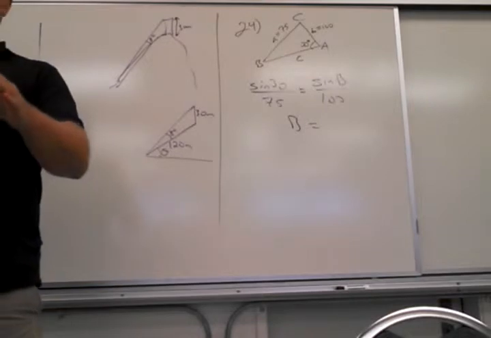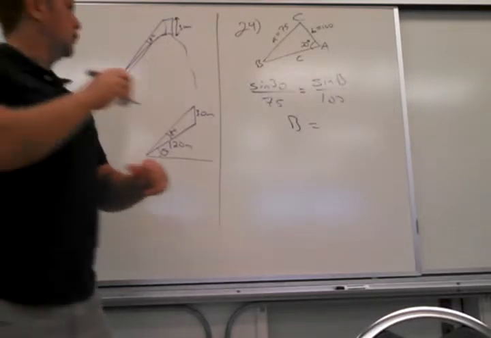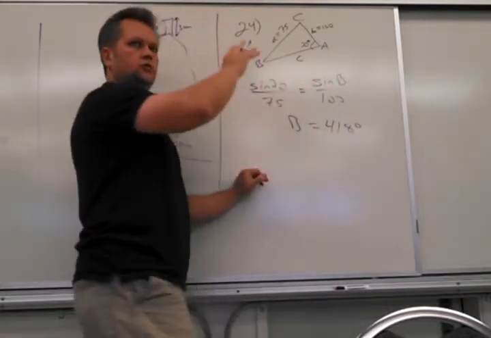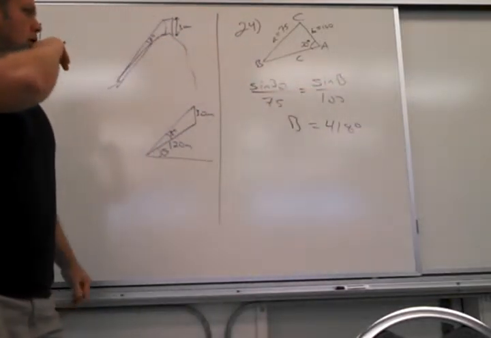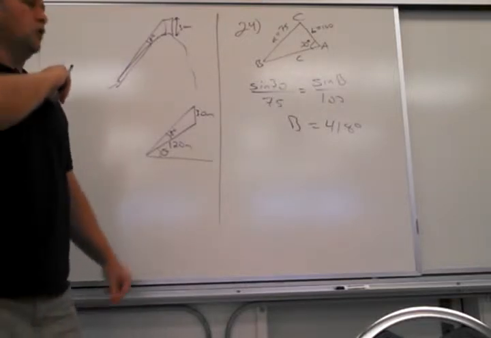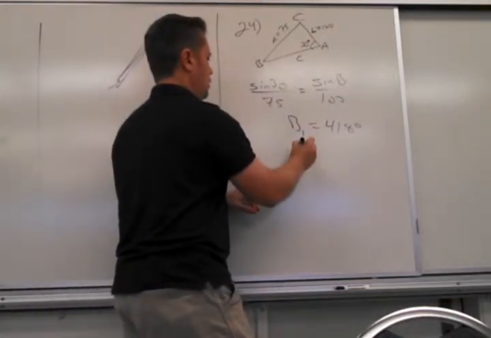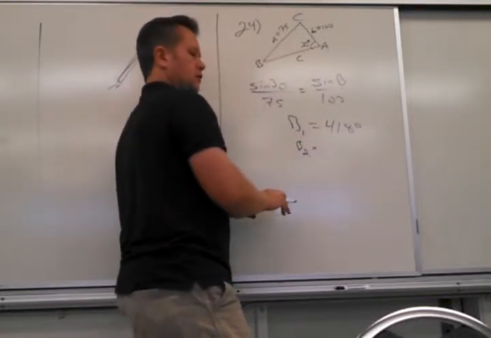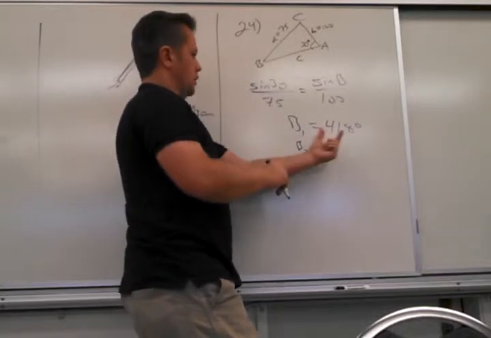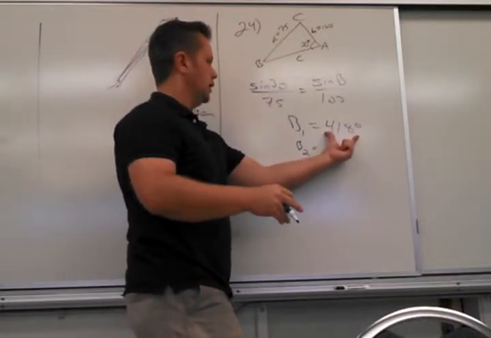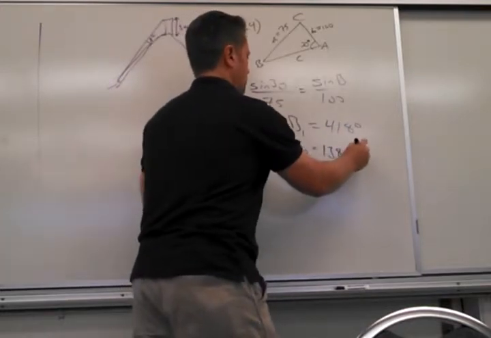41.8. I'm sorry, 41.8. Okay. So verify that's true. Do the inverse sine stuff. So there is a possibility. Yeah. So this could be B1. What would B2 possibly be? 138. Yeah, 180 minus this. This would be a reference angle in consideration. 180 minus this, so 138.2.